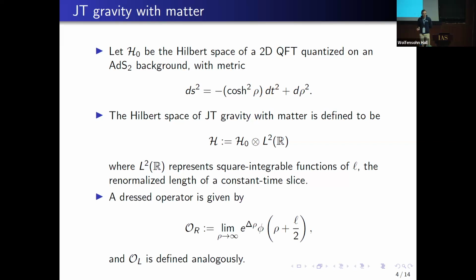Okay, so now let's talk about the dressed operator in dS2 JT gravity. So here, if it wasn't for this L over 2 factor, this would look like the usual formula for the extrapolate dictionary. Phi is just a scalar field in the bulk evaluated on a constant time slice at spatial coordinate rho. And all we want to do is just evaluate phi at the right endpoint of the constant time slice. But this depends on the length of the constant time slice. So that's why this extra L over 2 appears here. So this is how I define O_R, an operator dressed to the right AdS boundary. And O_L is defined analogously.